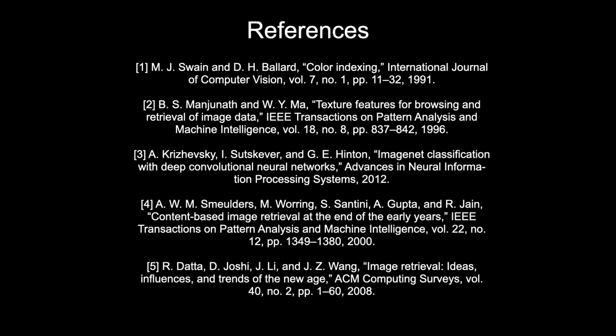So these are the references. Our work builds on several important studies. Swain and Ballard introduced color indexing as an early approach to CBIR. Rui and colleagues explored relevance feedback to improve retrieval performance. And also, more recent surveys summarize advances in deep learning for image retrieval. These references provide the foundation for our lightweight histogram based system.